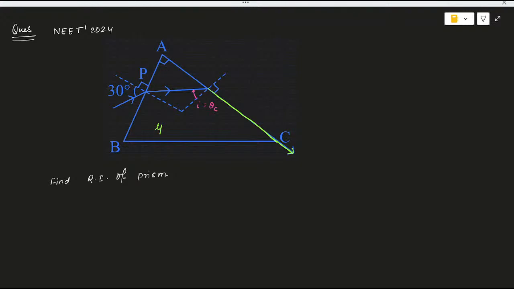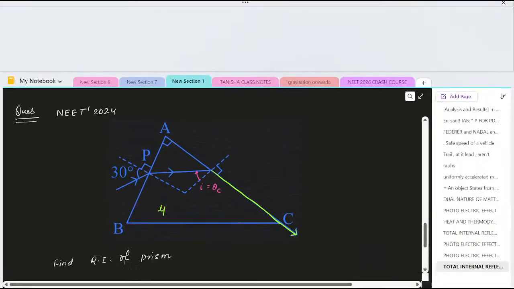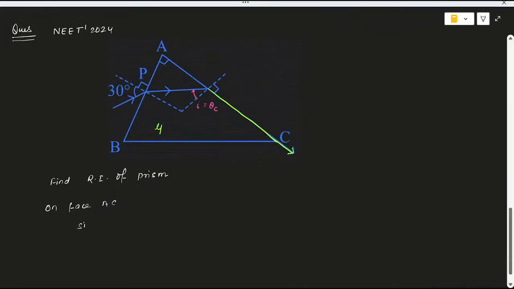Okay, so I'll first calculate on face AC. I need to write the angle i is equal to theta c is equal to sine inverse 1 by mu. Say yes or no. Okay, so this is our value so far. Now, what is this angle, Akash?